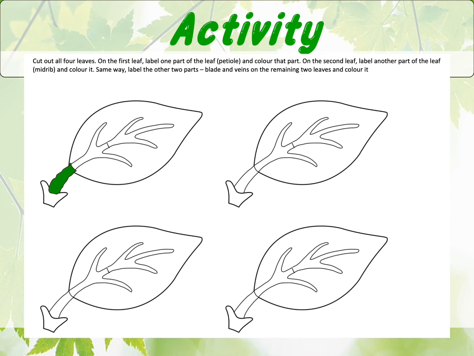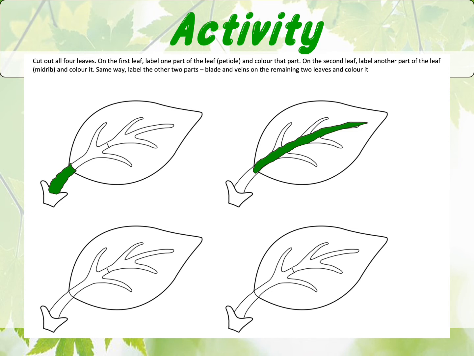On the next one, let's say it's midrib, you will color only the midrib, and below you will write midrib in your notebook. You need to label. So the first leaf you will stick and write petiole. The next leaf you will stick, color like this, and write midrib. In the same way you have to label the other 2 parts, the blade and the veins.